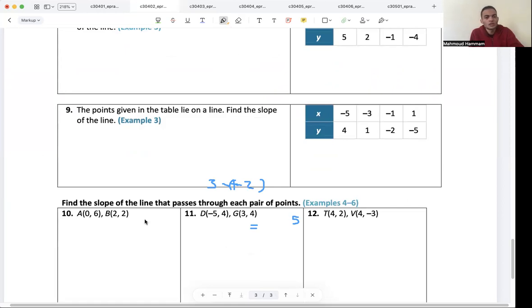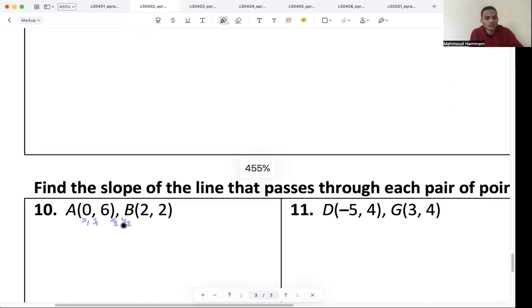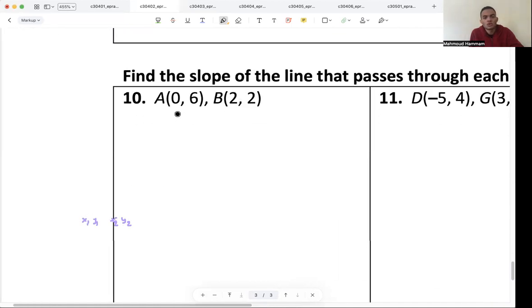He might give you the points in another shape like this. Number 10. Here you have x1, y1, x2 and y2. It will be 2 minus 6. Let's zoom in a little bit like this. So again, you'll subtract the y's together. So 2 minus 6 over 2 minus 0.